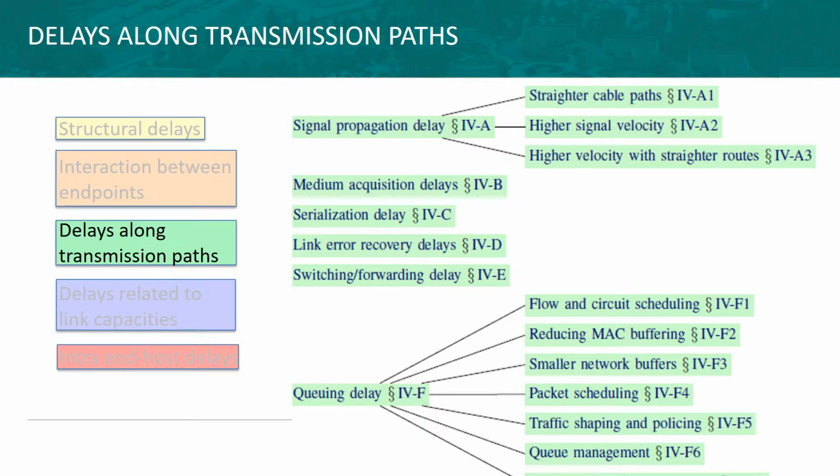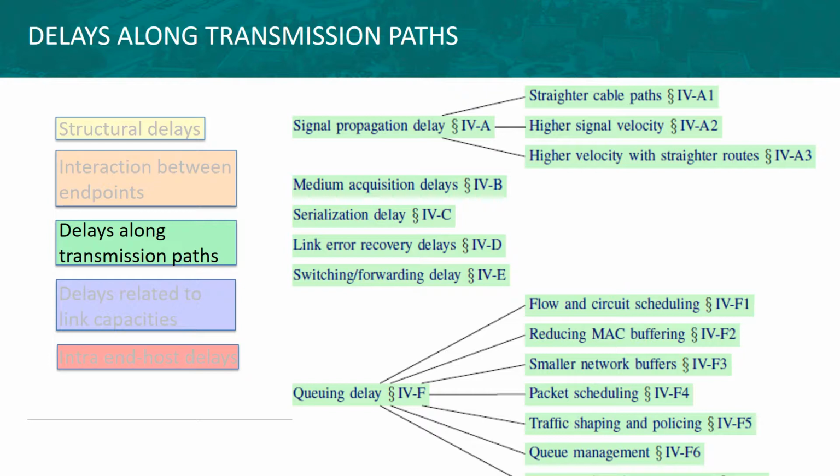Next, we have the delays that we can encounter along the transmission paths. So when you send the packet from a sender to the receiver, there are several delays that you encounter along the way. You have the signal propagation delay, and this is something that you cannot completely limit, but still there are some ways to reduce it.